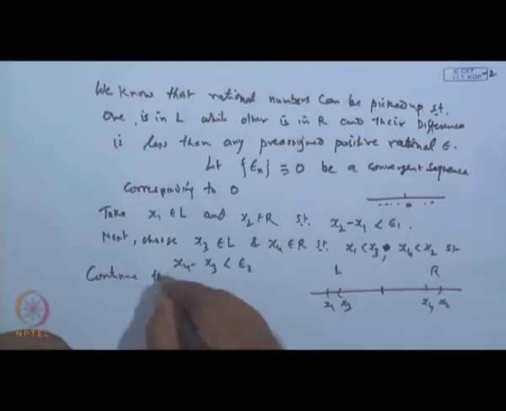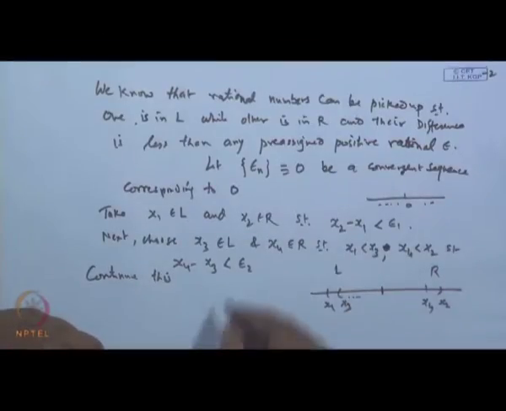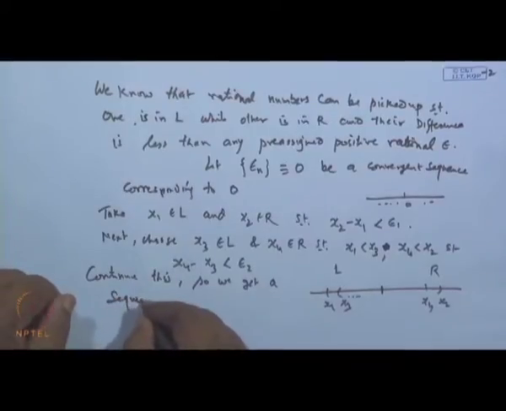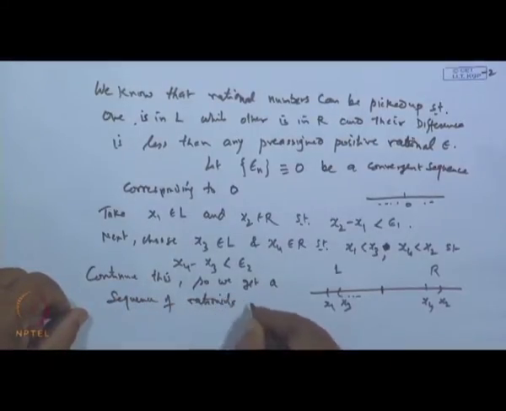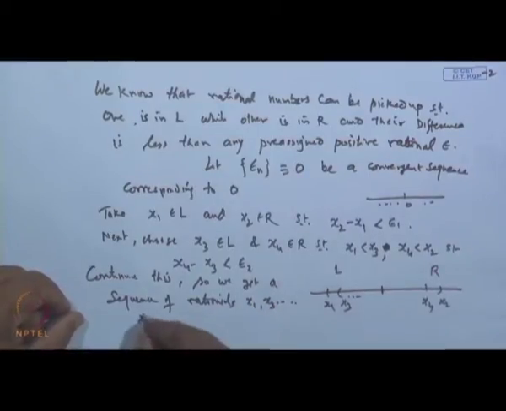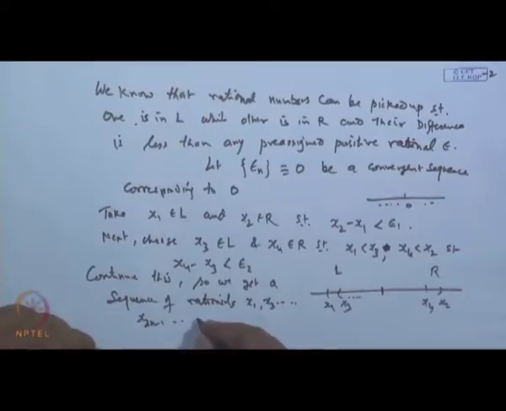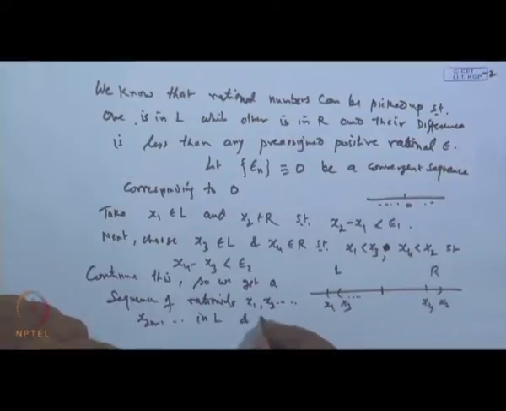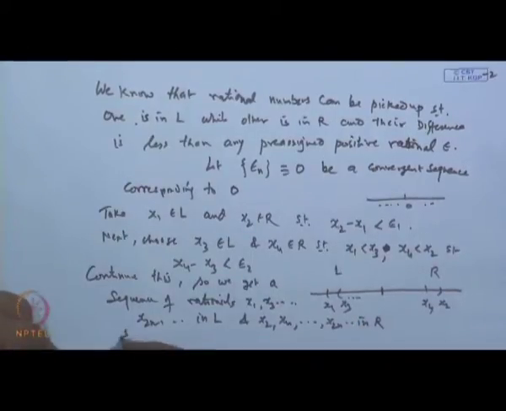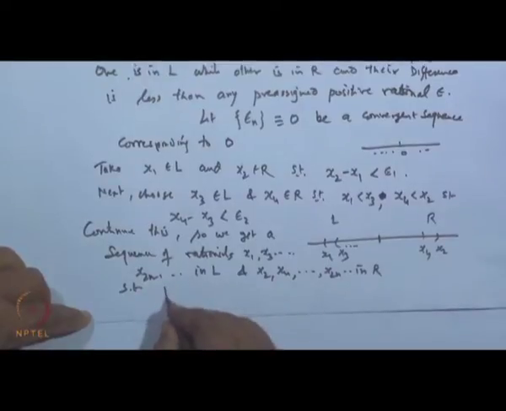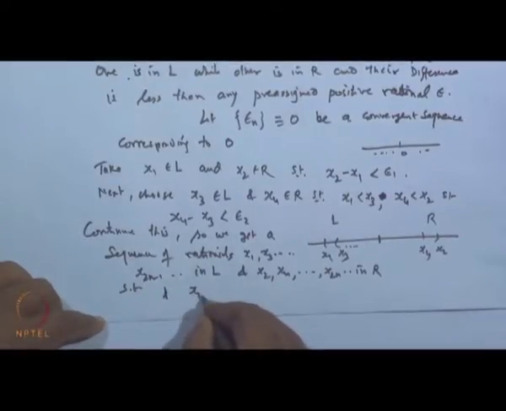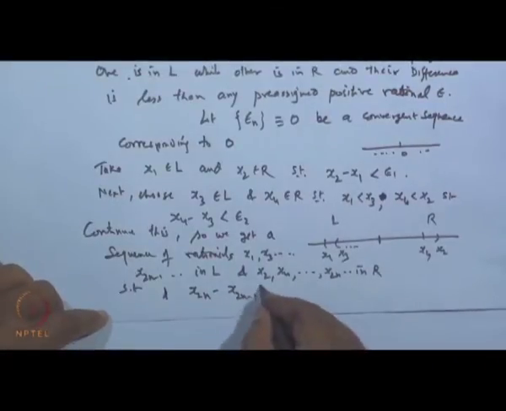So, we continue this, then what happens is we get a sequence of rational numbers x 1, x 3 and so on, x 2 n minus 1 and so on in L, and x 2, x 4, x 2 n in R, such that the difference x 2 n minus x 2 n minus 1 is less than epsilon n. We are choosing in this fashion.